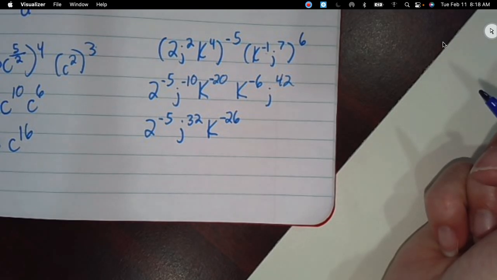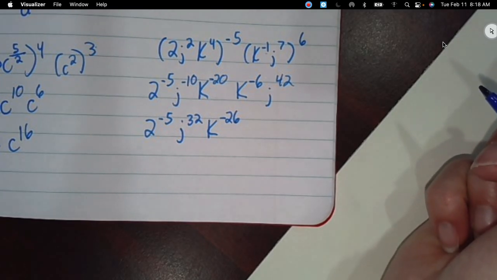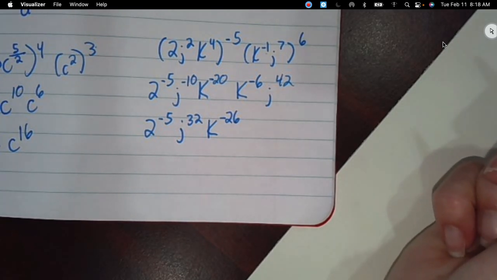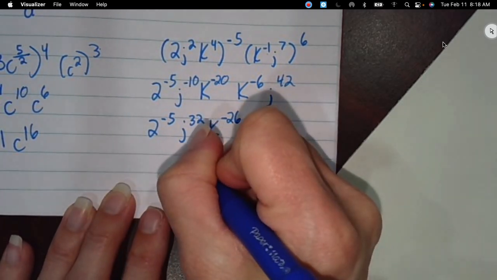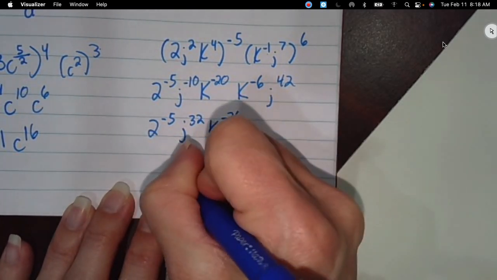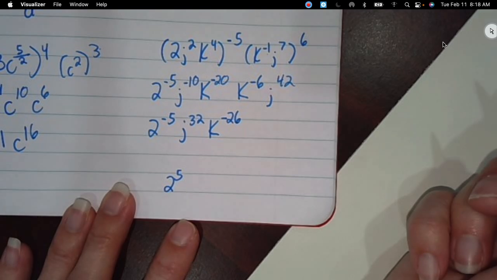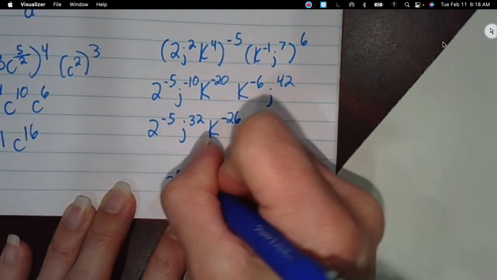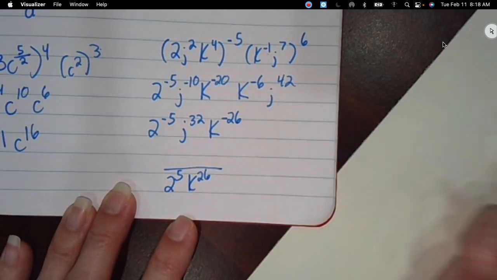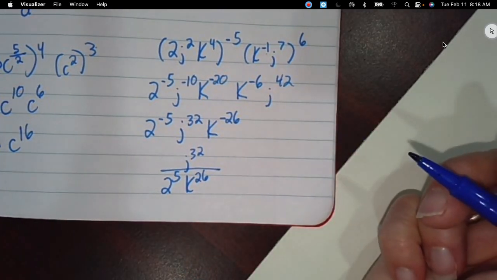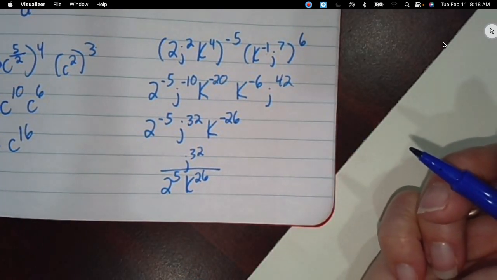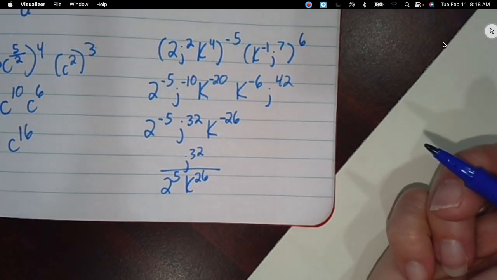Then what do we do? 2 to the 5th. Well, we will do 2 to the 5th, but it's negative, so what do you have to do with it first? Move it, and then you're ready to figure it out. So I'm going to put 2 to the 5th in the bottom. What else goes in the bottom? K to the 26. Yep, K to the 26th. And what goes in the top? J to the 30. Yep, it just stays up there. If it didn't stay up there, what would we have put up there? A 1, right? But the J is going to stay.